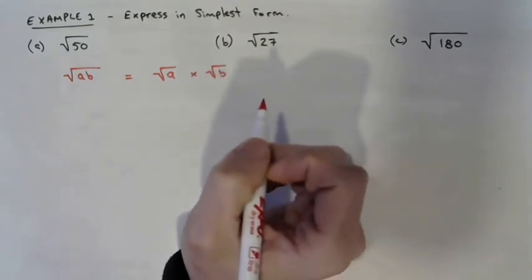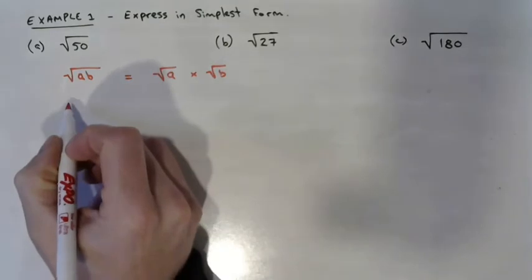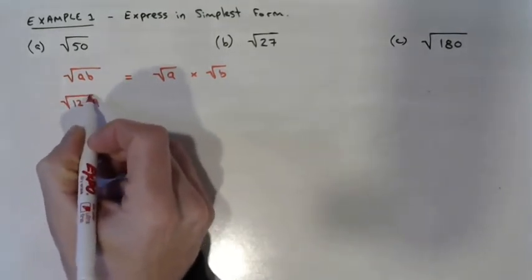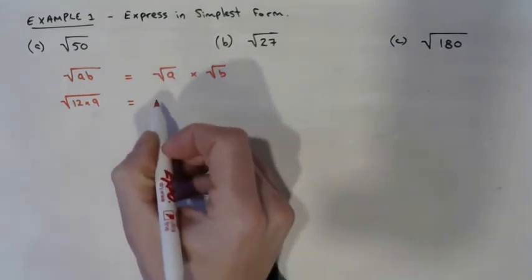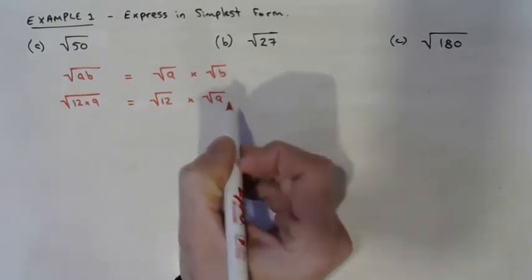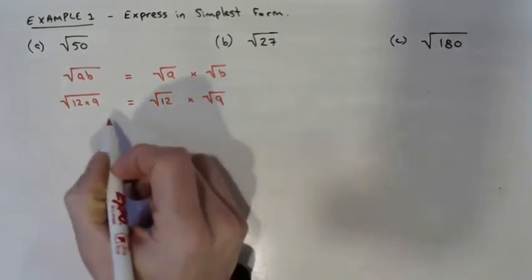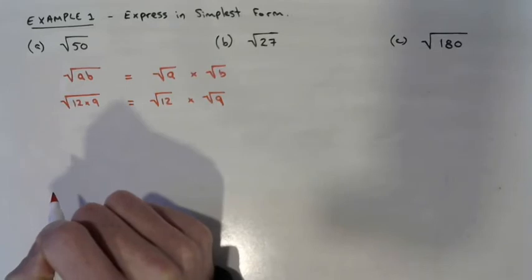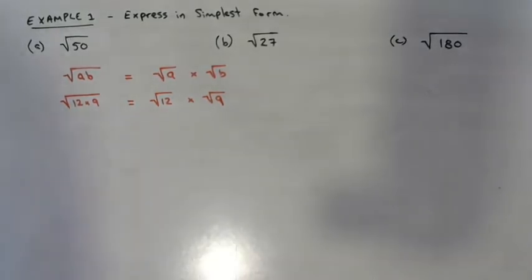Okay, you could test that out a whole bunch of different ways. You could test it out in your calculator. You could do 12 times 9 and take the square root of that. And then you could take the square root of 12 times the square root of 9. And you'll notice that you get the exact same answer. Okay, so that is one of the properties of radicals that we're going to use all the time.